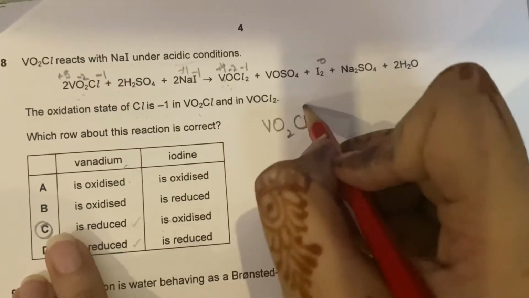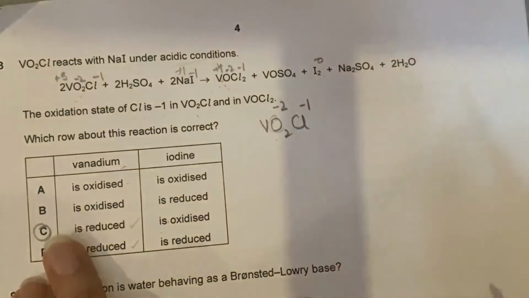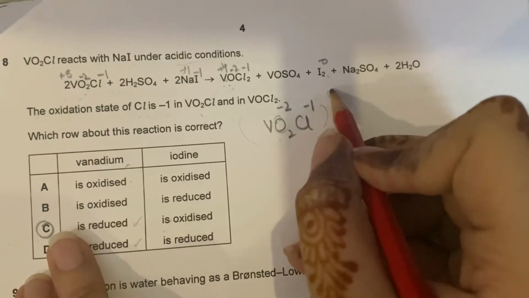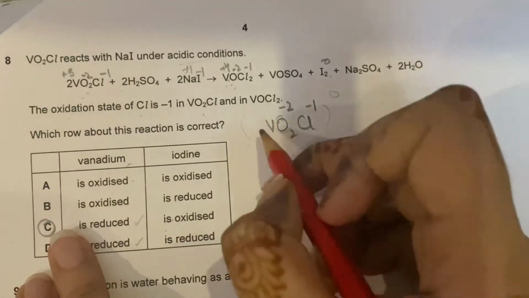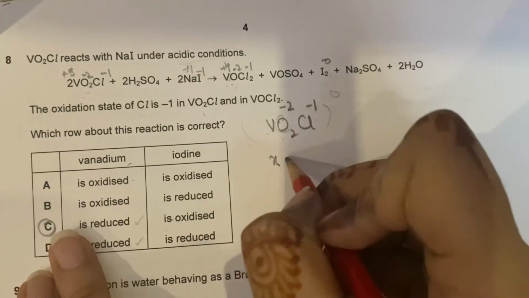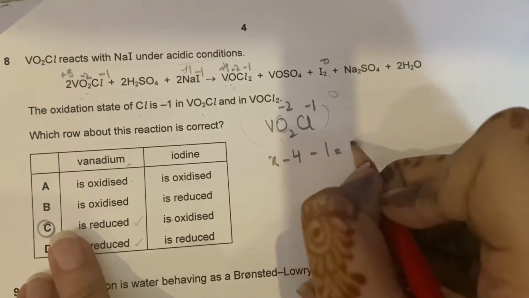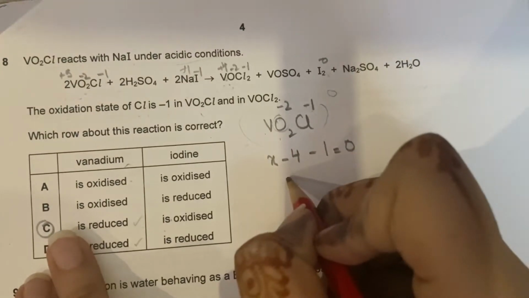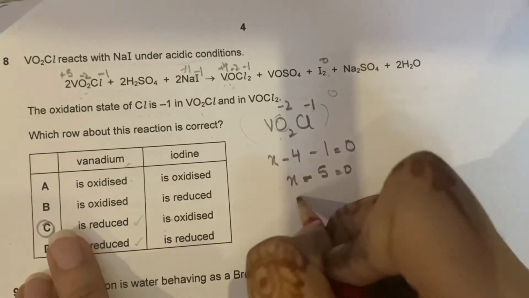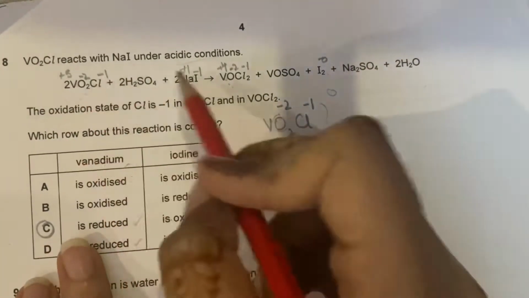So Cl is -1, and we know oxygen is always -2 most of the times basically, and the overall charge over here is 0 because there is no overall charge written. So X is for V: -4, 2 into 2 is 4, -1 is equal to 0 because overall the charge is 0. So X is -5 and X is equal to +5. So over here it's +5.